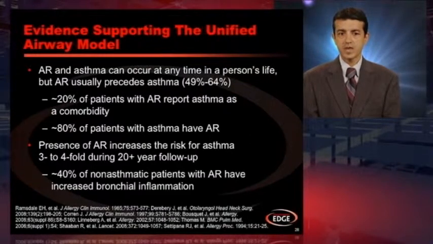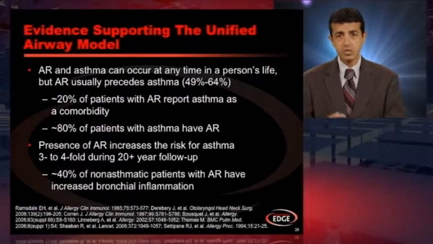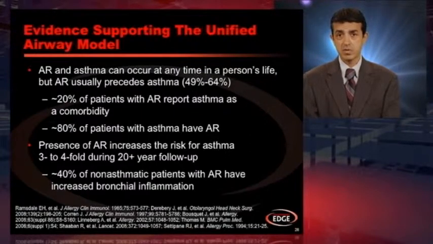Evidence supporting the unified airway model are the following. Allergic rhinitis and asthma can occur at any time in a person's life, but AR usually precedes the asthma in a large percentage of patients. Approximately 20% of patients with AR and probably up to 40% of patients actually report asthma as a comorbidity. So we always stress, if you're seeing a new patient that comes in and says, my allergies are bothering me, they may not clue you into the fact that they're also having lower respiratory tract symptoms, but up to 40% of those patients may also have some underlying lower respiratory dysfunction.